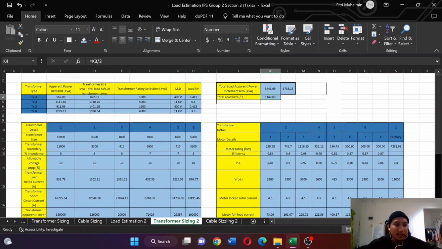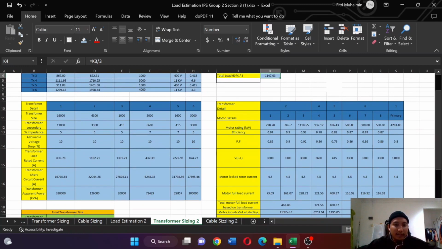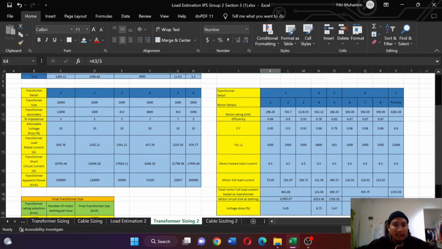So this is our transformer selection rating, and this is for our transformer detail.